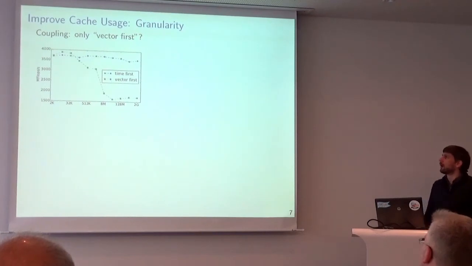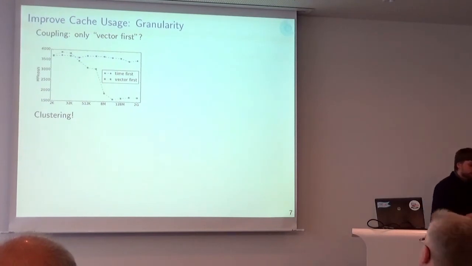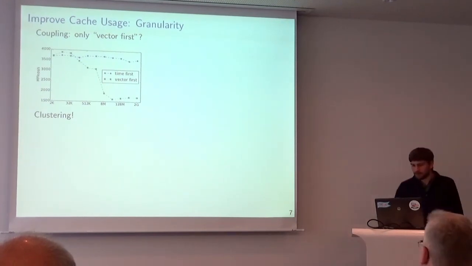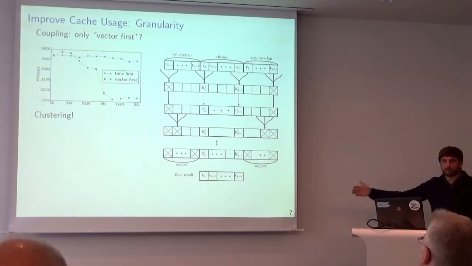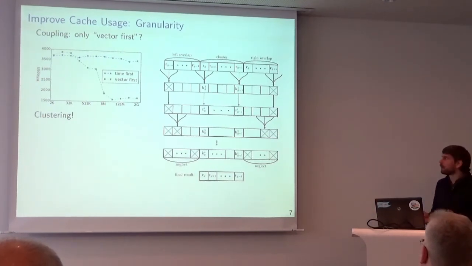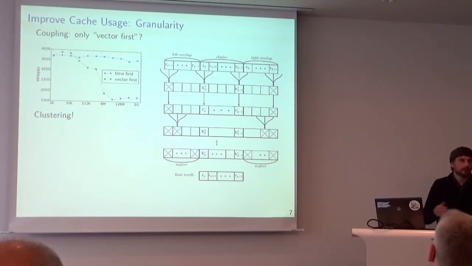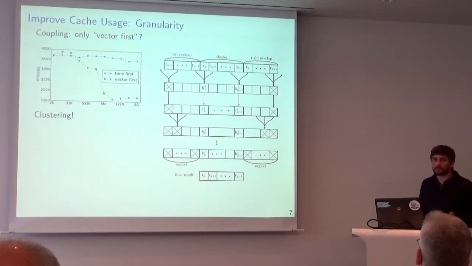Of course I can do the vector-first approach and just buy more computing time, but I want to do better. And the idea is to introduce clustering. What that means is I take my huge system of pendulums and I divide it into chunks of such size that they fit in some way into the cache. Let's say I have 1 million pendulums and I take the first 1,000 and I work on them, and then I take the second 1,000 and I work on them, and so on.